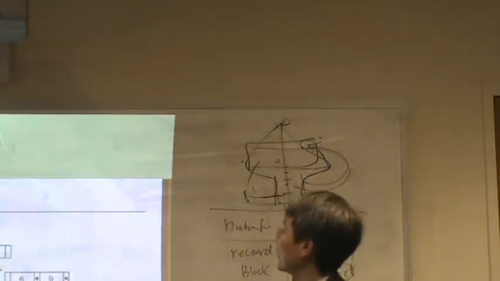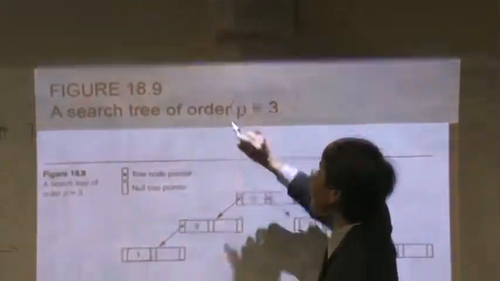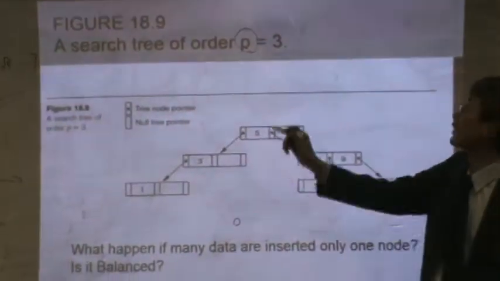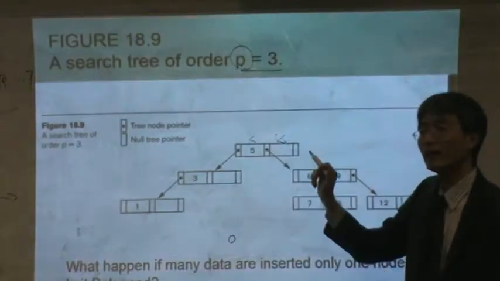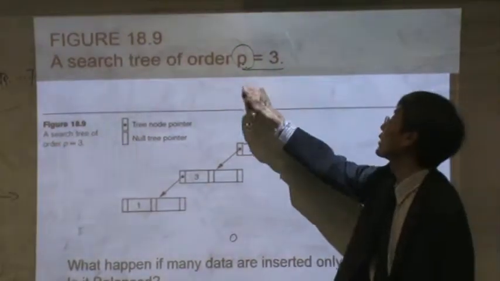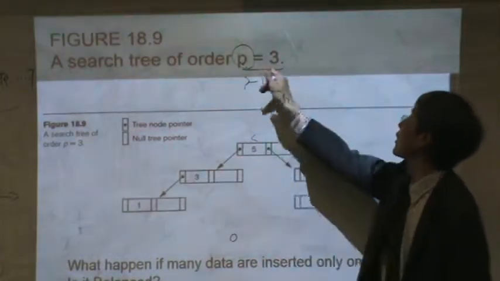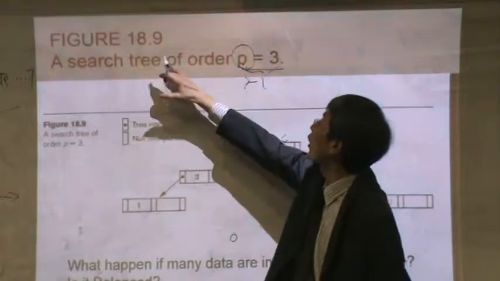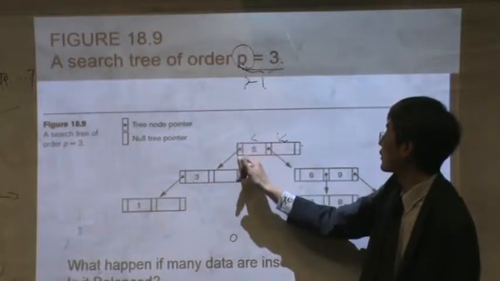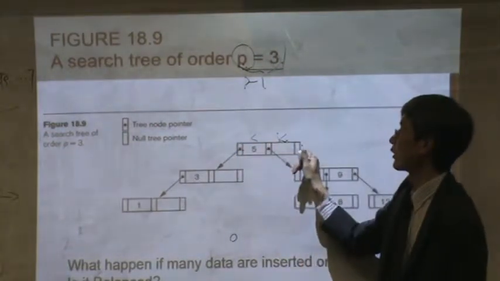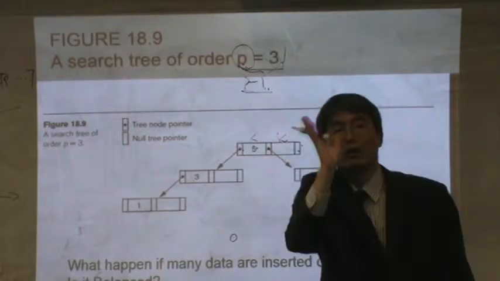But anyway, this is the number of pointers. How many index key entries can you have in this case? The index key is in between, right? How many? Two. Always P minus 1 index key entries. How many children pointers? 3. That is the degree, the tree order. For a search tree, the tree order means, in this case, the number of children pointers, and the number of index key entries is P minus 1.